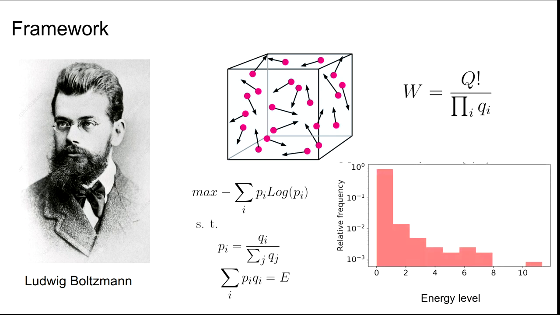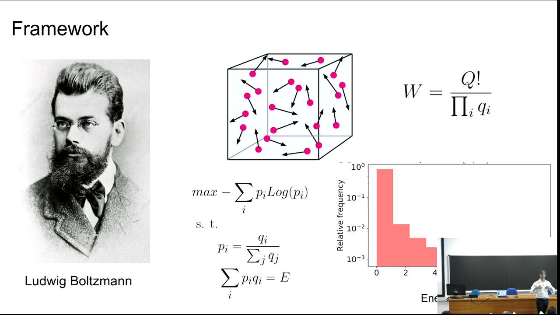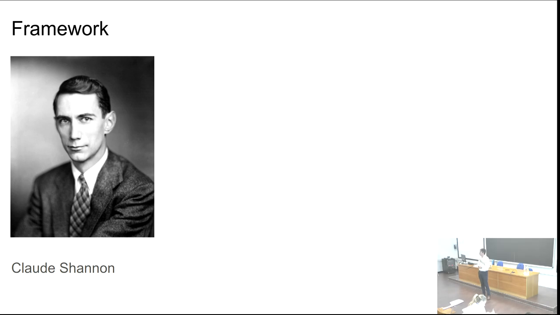And with that, using an analytical solution, he derived the Boltzmann distribution, which is an exponential distribution, showing that most molecules have low energy levels, and few of them have high energy levels, and between them, there is an exponential decay. The same equation was derived independently by Claude Shannon, and I'm going to exemplify how this works using a game.